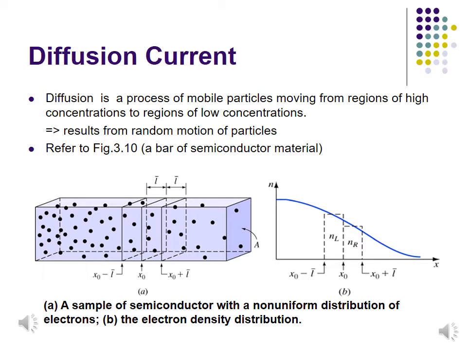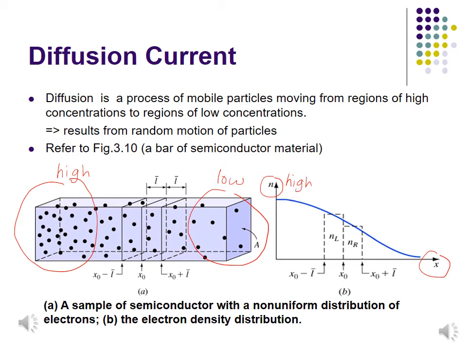Take this bar for example. Here is the region with higher carrier concentration. In this case, these are electrons, and this is the region of lower electron concentration. This phenomenon can be represented in a graph as shown here in figure B. In figure B, the y-axis shows the carrier concentration and the x-axis shows the position. So, in this case, the electrons will move from the left region of higher concentration to the right region of low concentration. Thus, this will result in diffusion current.